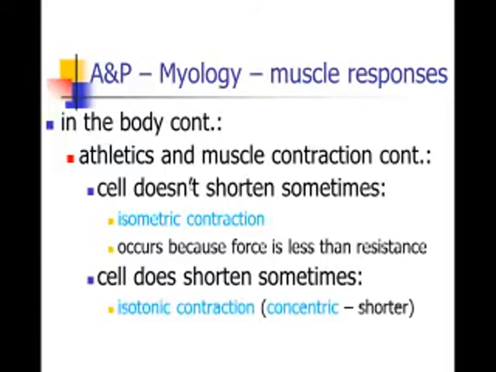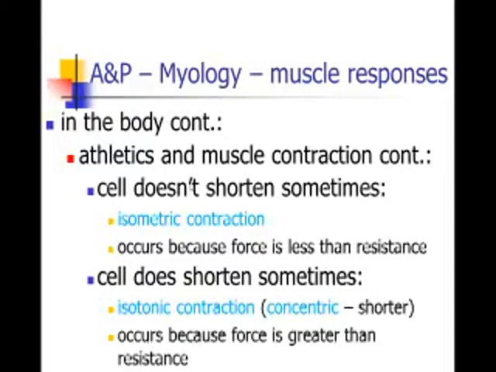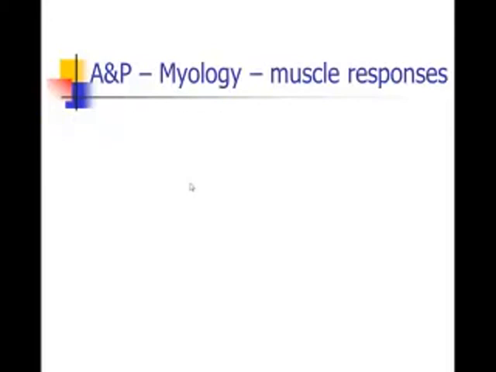Sometimes you have muscle contractions and the cell does shorten. This would be an isotonic contraction. And if the cell gets shorter, it's called a concentric contraction. This is the kind of contraction you would have if you see movement of one of your appendages relative to the rest of your body. And this occurs because the force is greater than the resistance, so it overcomes the resistance.